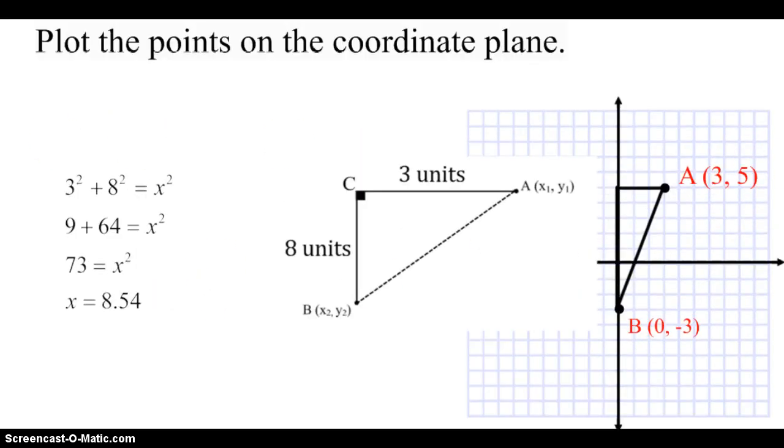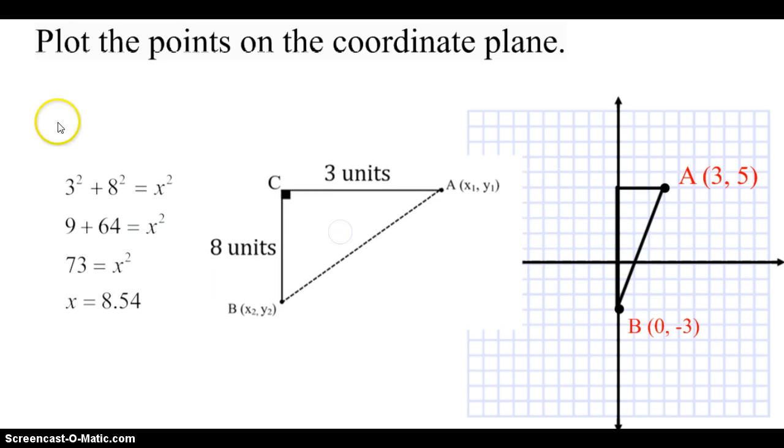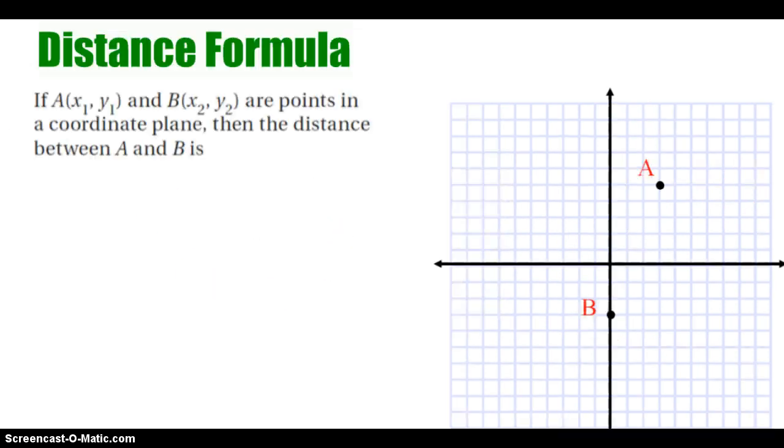Now we could do that every time using the Pythagorean theorem. But one, we haven't really even gotten to the Pythagorean theorem, and two, there's an easier way using x1, y1 and x2, y2. So I want to show you what the distance formula is about. On our second slide, here's our A and here's our B. They're exactly the same thing.